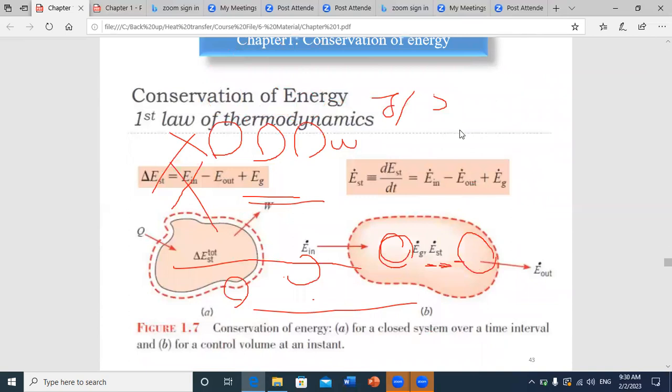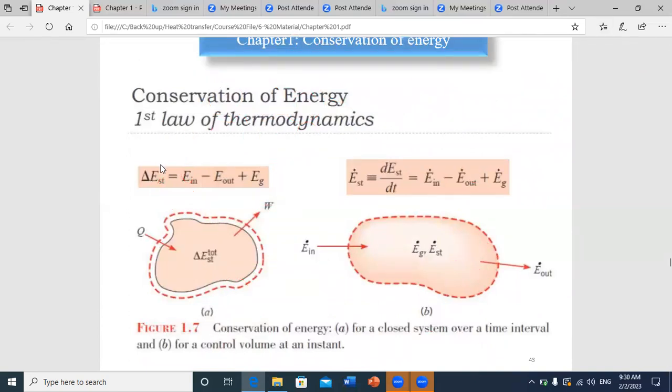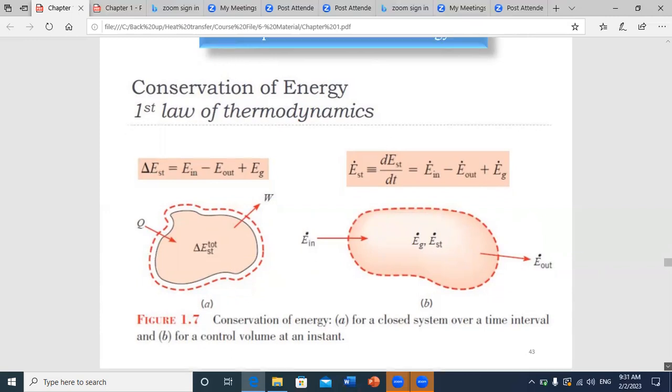So these are the formulas summarizing the equations. This is the energy equation, and this is the energy rate equation for a closed system here, and this is for a control volume where we can have fluxes of energy coming in and getting out.